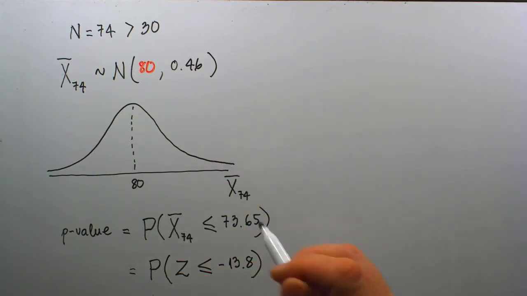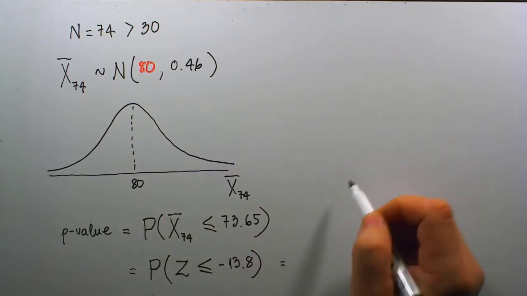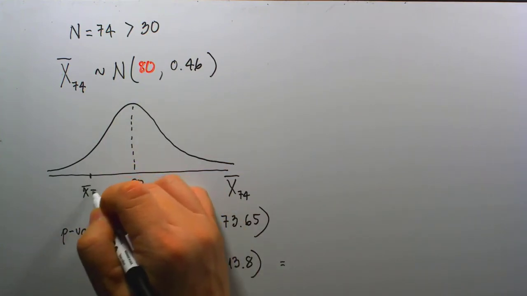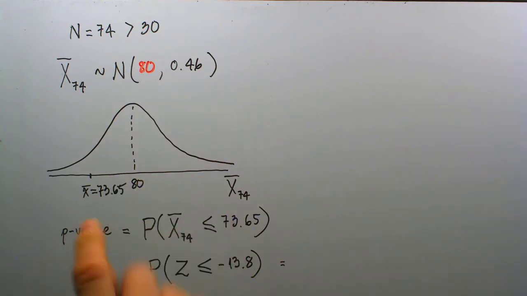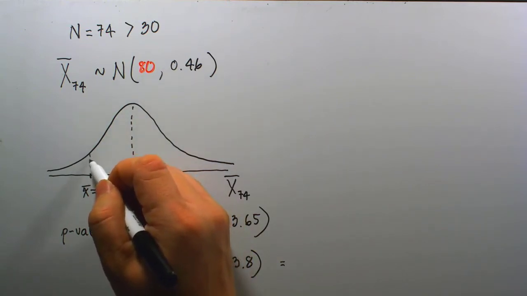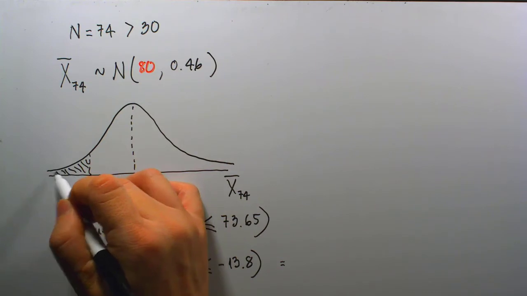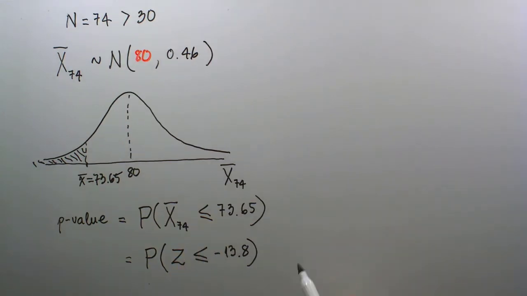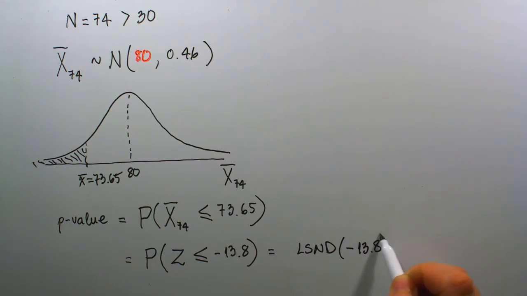This probability is graphically understood by thinking about where our sample value stands. Obviously, 73.65 is somewhere on the left-hand side of the claim in the center. But this calculation is graphically represented as an area shaded to the left-hand side of the sample mean value that we are using. And then, getting to the actual calculation of this probability, we are going to simply fire up the LS&D program. And when we are asked for a z-score, we provide a negative 13.8 for the z-score.